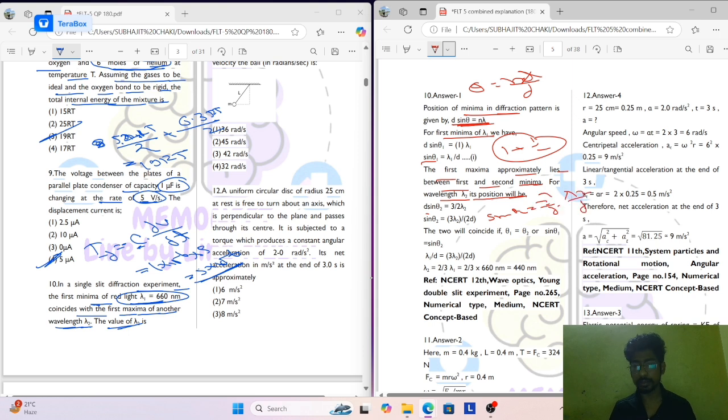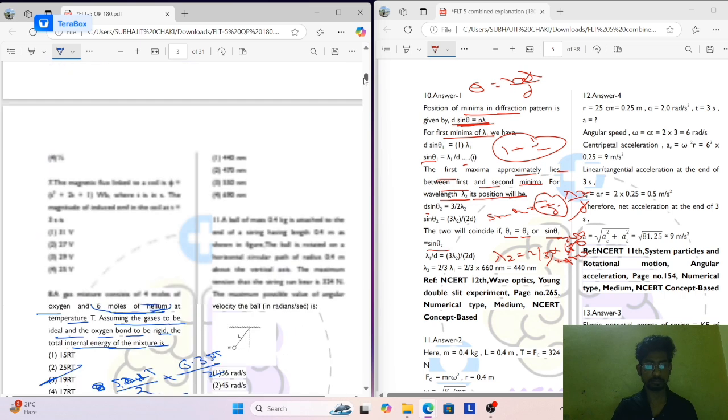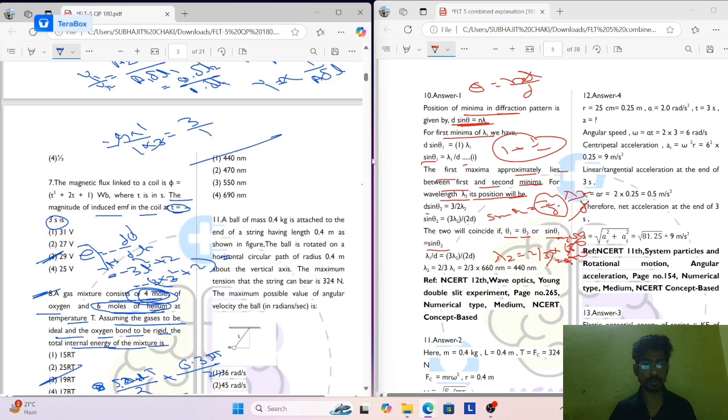The 3 by 2 factor is there, and theta 1 is theta 2, and therefore sin theta 1 will be sin theta 2. So what we will get? The d will cancel out, right? Lambda 2 will be 2 by 3 into lambda 1, means 660 into 2 by 3, means 220 into 2, 440 will be our correct option here. Option number 1 will be our correct option.